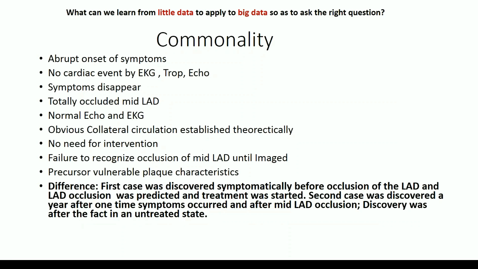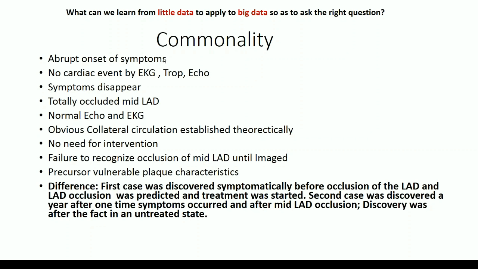And so we got two cases that we presented to show some commonality. We're dealing with what's called little data. What can we learn from little data to apply to big data so as to ask the right questions? Certainly in triaging these patients, neither one of them early when they had their symptoms would be someone that we want to do any kind of surgery on because of their symptoms. Even though they didn't have a cardiac event, they must have had high-risk plaque, and then eventually went on and totally occluded. But the commonality here is very interesting.